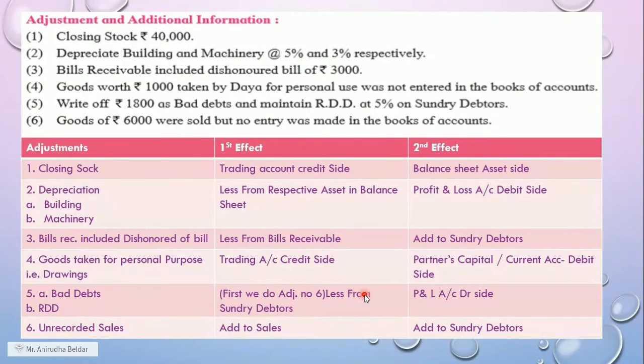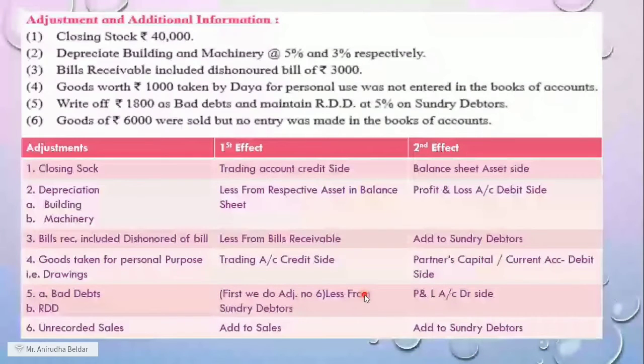Goods taken for personal purpose, that is drawing. The first effect is going to the trading account credit side, and the other effect is going to the partners' capital or current account debit side. In case you are not preparing partners' capital or current account, we will deduct it from the capital in the balance sheet. Before bad debts and RDD, we will do the sixth adjustment, unrecorded sales. Unrecorded sales will be added to the sales and added to the customers, that is, to sundry debtors.